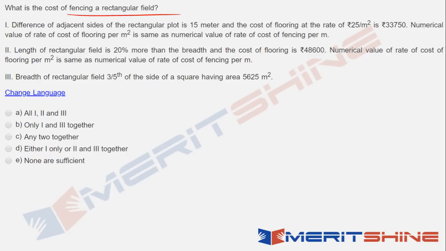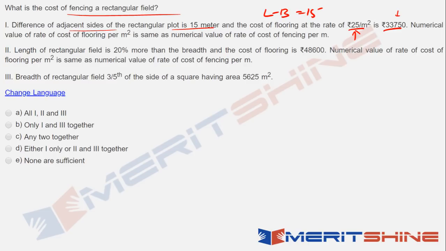Now look at this. We can start with any option. We can start with statement 1. Statement 1 says the difference of adjacent sides of the rectangular plot is 15 meters. So that's the difference between length and width. This is given to you, that is 15. And the cost of flooring at the rate of this much is this much, so it has to deal with the area. It's simple. If you divide this number by this number, you would get the area. You got the area without even reading further.